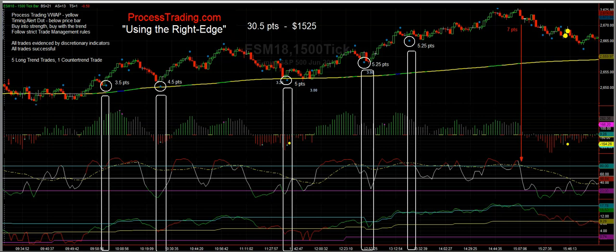These were all trend trades here. Now, when we look at the trades, we follow the ProcessTrading.com trend trading techniques of using the PT VWAP. When it's yellow, you can take any trend trade to the upside that's demarcated by the alert timing dots that are below the price bars. And we see them all here.